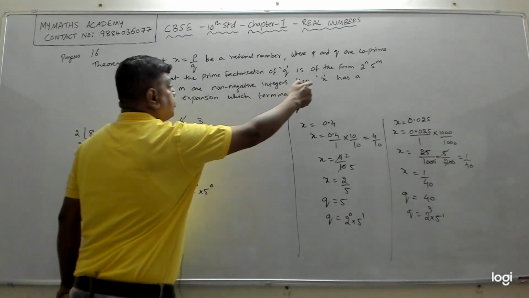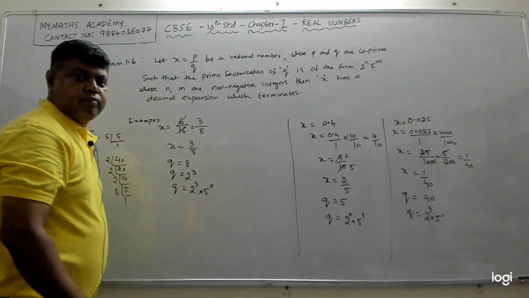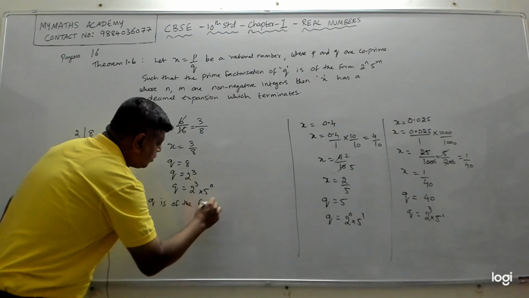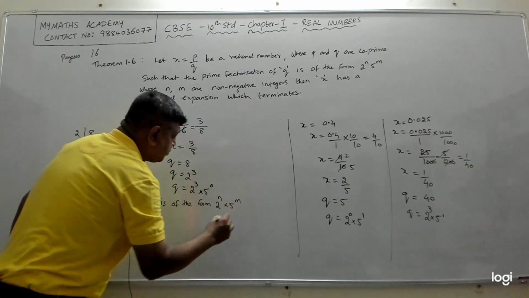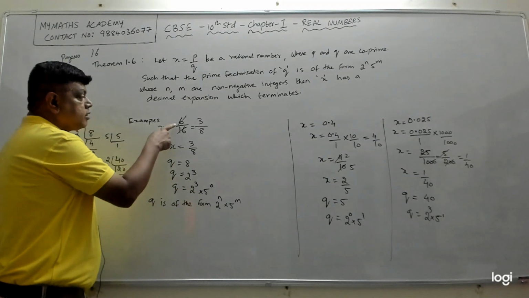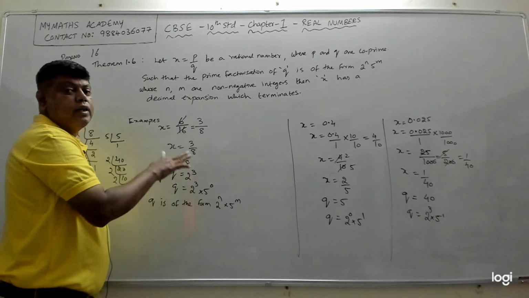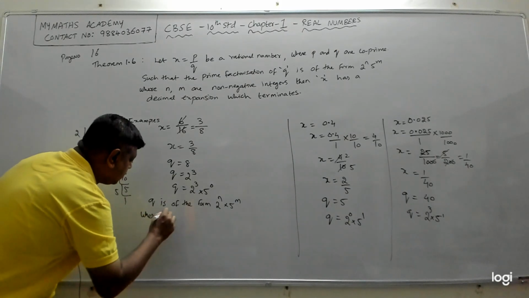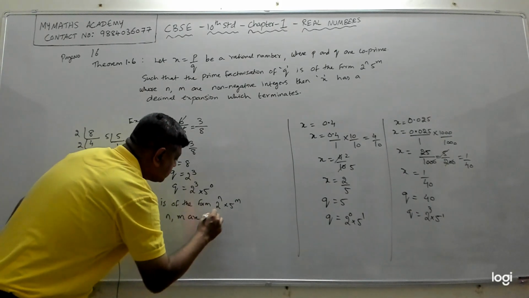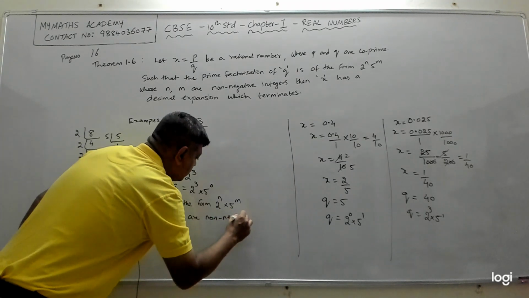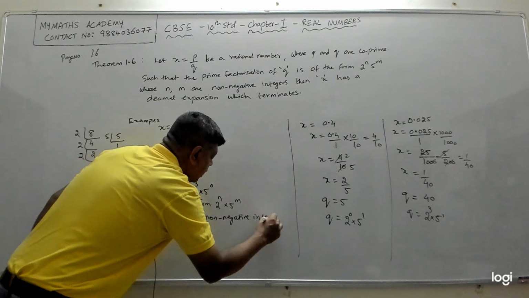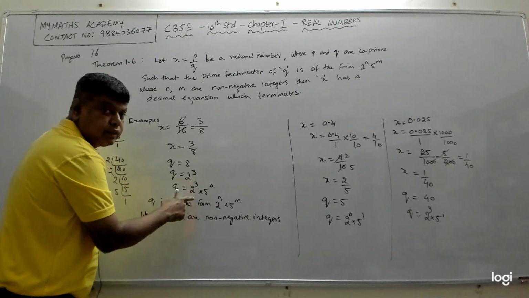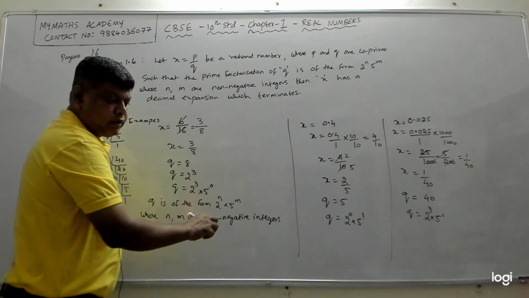Now q is in this form of 2 power n into 5 power m. So the moment q is in this form, then this 6 by 16 will have a terminating decimal expansion. Q is of the form 2 power n 5 power m, where n, m are non-negative integers, which means the powers of 2 and 5 cannot be negative. Here the power of 2 is 3 and the power of 5 is 0. It can be 0 or positive, but the powers cannot be negative.